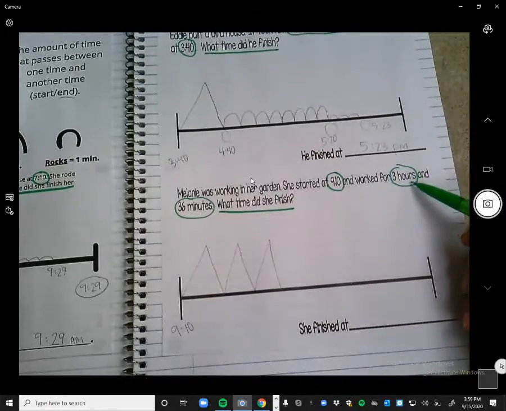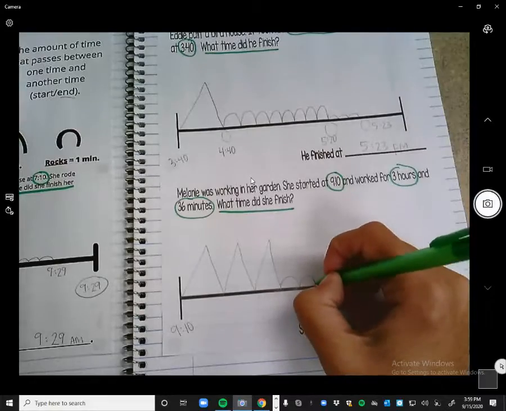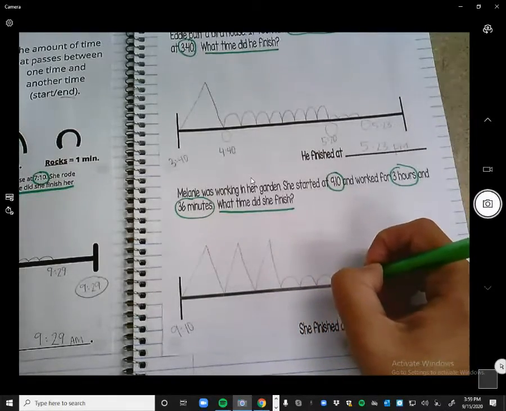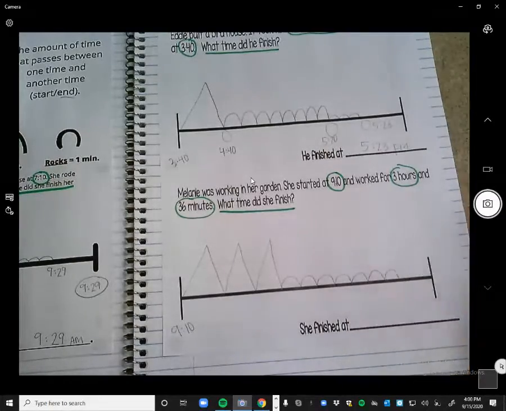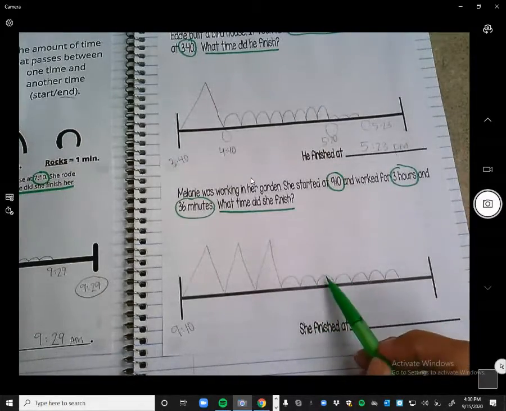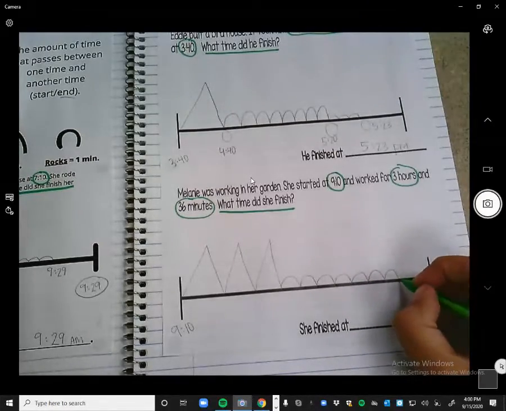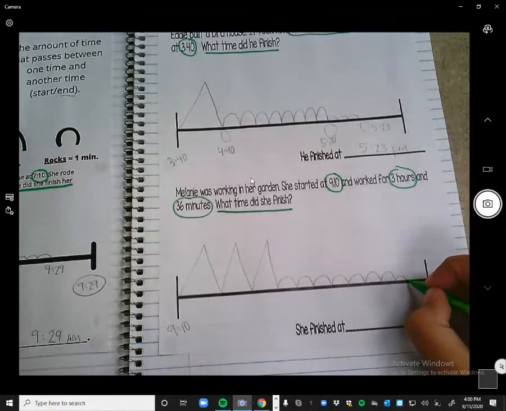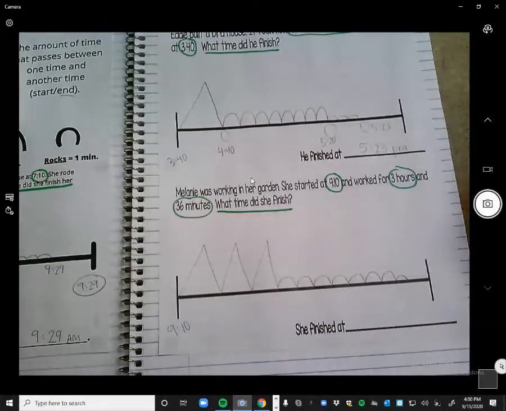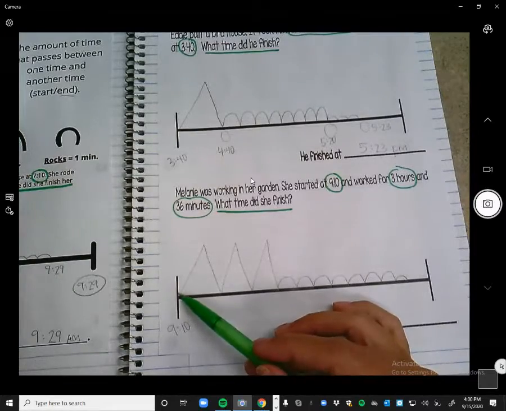So I have my 3 hours. Now I'm going to show my 36 minutes. 5, 10, 15, 20, 25, 30, 35. Double check. 5, 10, 15, 20, 25, 30, 35. And I need one rock for my minutes. All right. Now I'm going to figure out what time it is at the end of my mountains. So at the end of my mountains, I started at 9:10.